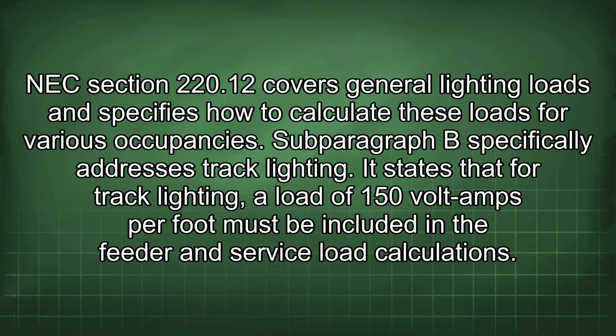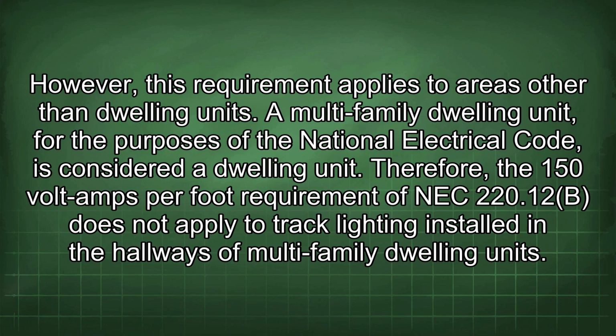NEC Section 220.12 covers general lighting loads and specifies how to calculate these loads for various occupancies. Subparagraph B specifically addresses track lighting. It states that for track lighting, a load of 150 volt amps per foot must be included in the feeder and service load calculations. However, this requirement applies to areas other than dwelling units.